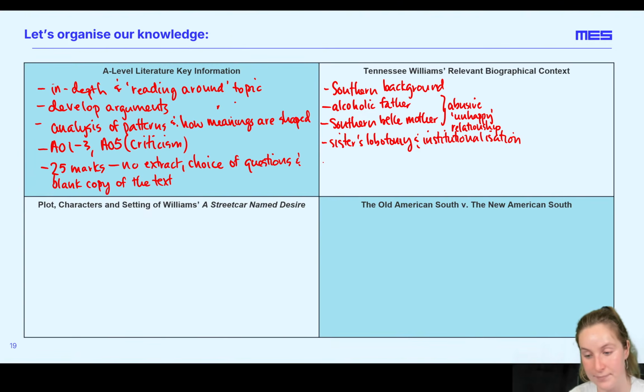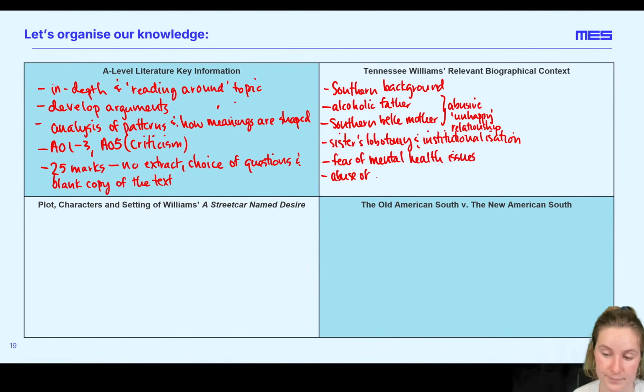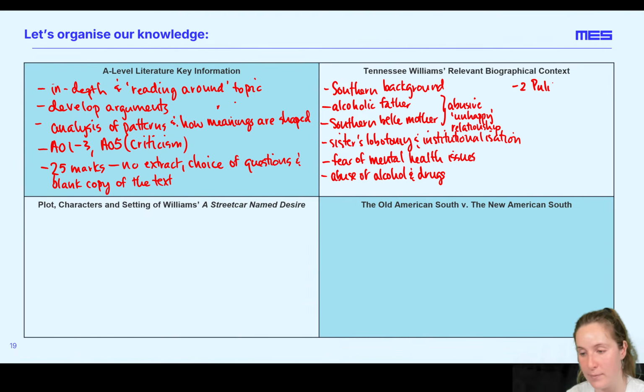We've got his own fear of mental health issues. And his abuse of alcohol and drugs. We've got his three key plays of The Glass Menagerie, A Streetcar Named Desire, and Cat on a Hot Tin Roof. The latter two won him Pulitzer Prizes.